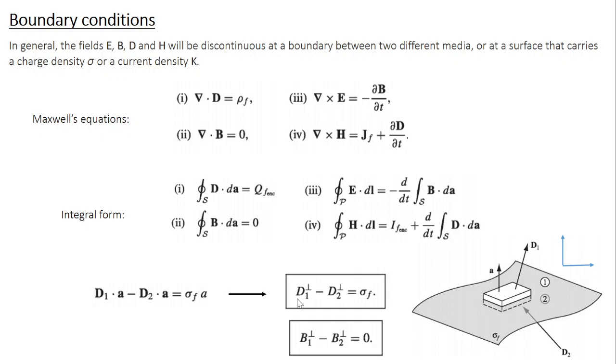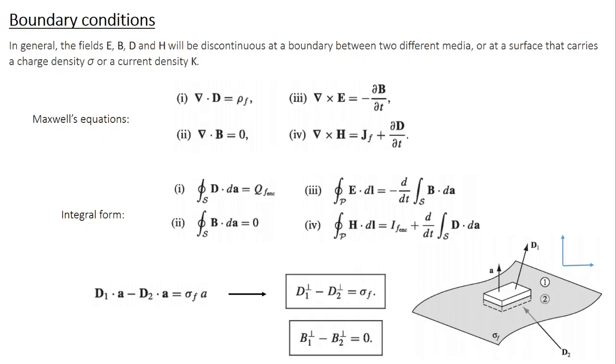So you can write D1 perpendicular into A minus D2 perpendicular into A equal to sigma F into A. A is common, so I can cancel that and write D1 perpendicular minus D2 perpendicular equal to sigma F. The perpendicular component of the displacement field is discontinuous by an amount sigma F.